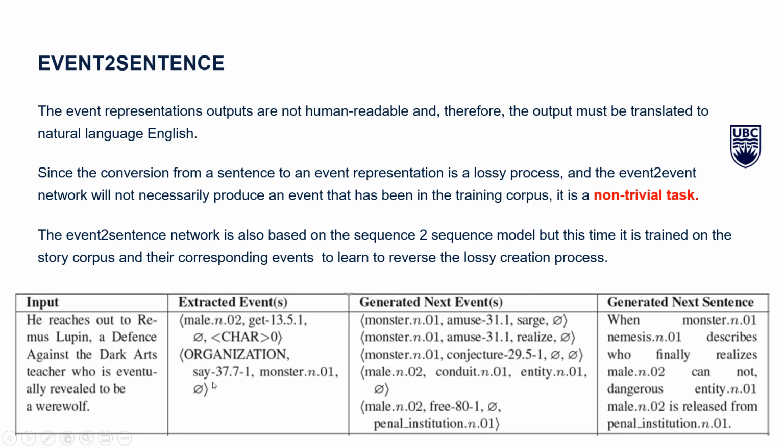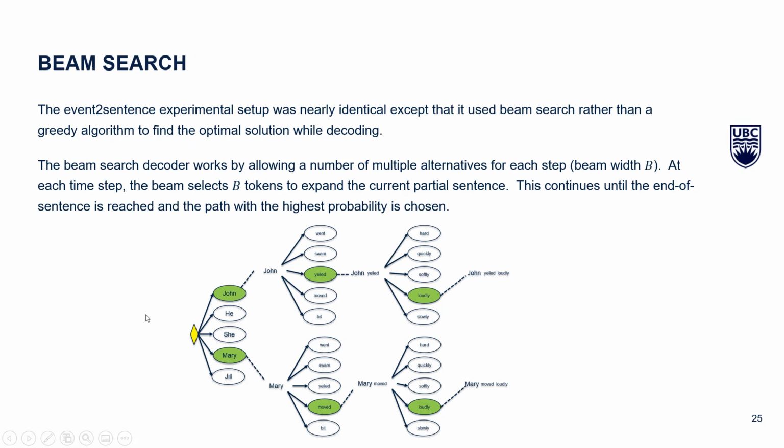And the event-to-event network will not necessarily produce events that have already been in the training corpus. It's actually a non-trivial task. It's actually quite difficult. But the event-to-sentence network is a sequence-to-sequence model, just like the event-to-event system, except this time the aim of the model is to translate from an event representation into natural language English. So this model is trained on the story corpus and their corresponding events to learn how to reverse that lossy creation process. The event-to-sentence experimental setup was nearly identical, except that it used beam search rather than a greedy algorithm to find the optimal solution while decoding.